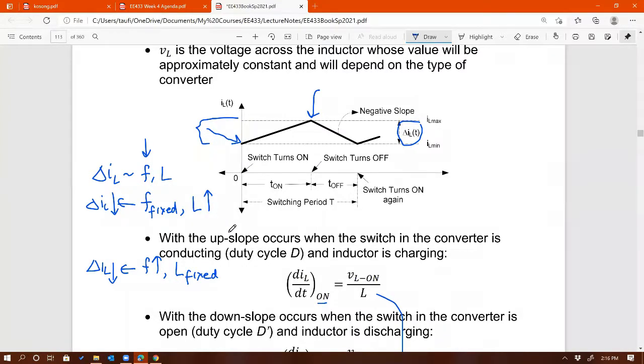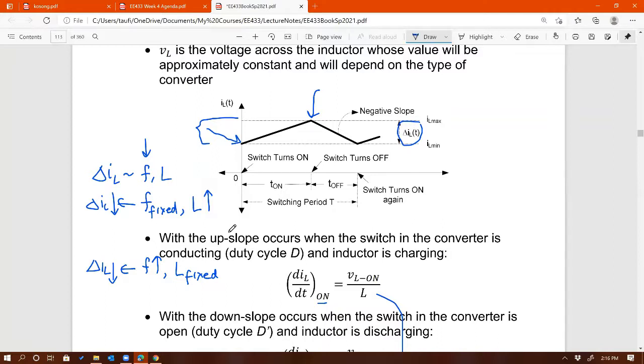What will be the limitation? What will be the practical implication of that? Anybody? Maybe the physical size of the inductor? That's correct. That's number one. Physical size of the inductor. The bigger the inductance, the bigger the inductor size, the physical size of the inductor.